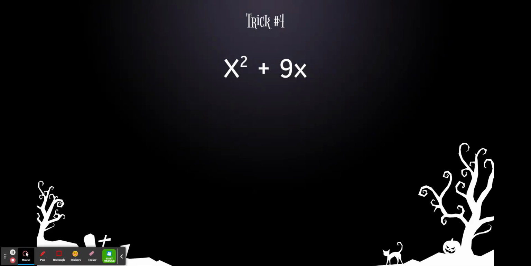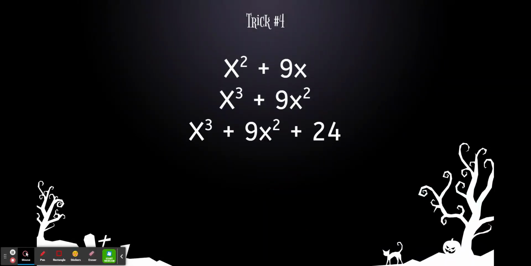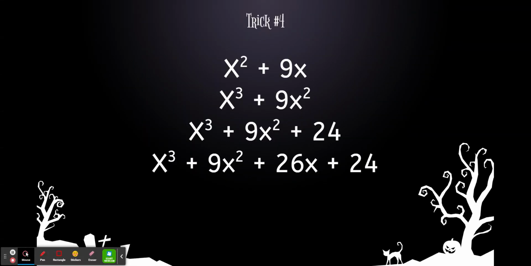And then we're going to take that term and we're going to multiply that by x as well. So if you've got that rectangle, you can now extend that out into 3 dimensions. The x squared is going to become x cubed, and the 9x is going to become 9x squared. Simple enough so far. Now we're going to add 24. So we've got x cubed plus 9x squared plus 24.